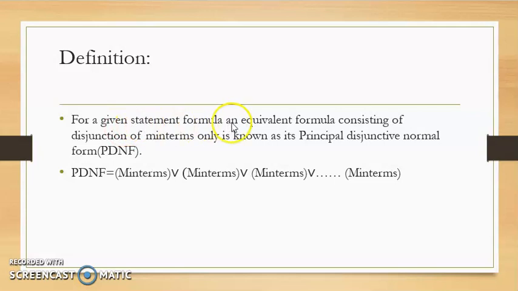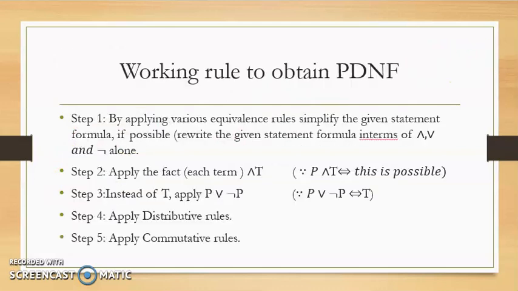For any statement given in the problem, it should be written as an equivalent formula consisting of a disjunction of min terms only. That we call a principal disjunctive normal form. PDNF is nothing but the sum of min terms. Min terms are products of variables. A sum of min terms, we call it PDNF.